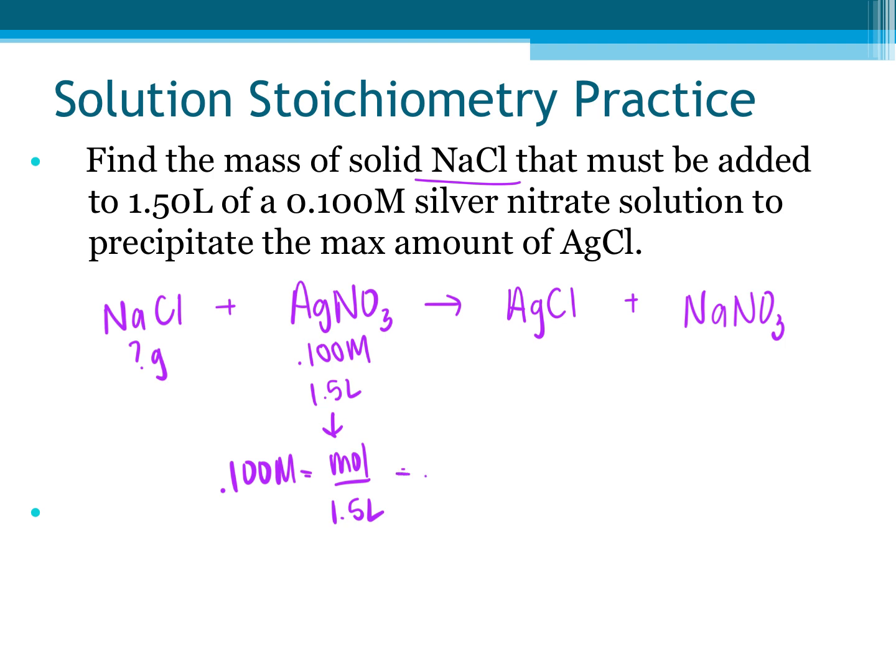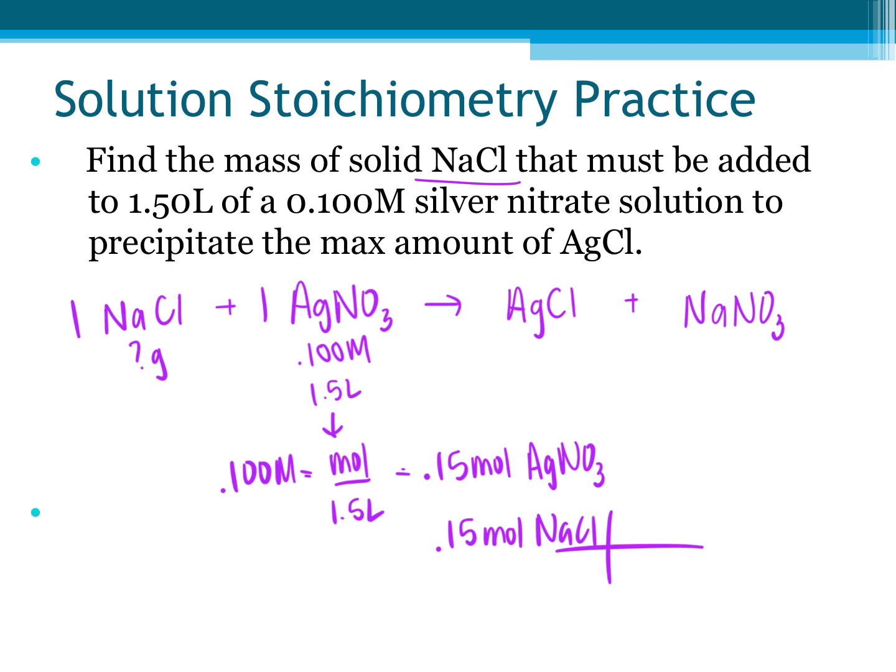Okay, gives me 0.15 moles of AgNO3. And so if I have 0.15 moles of AgNO3, how many moles of sodium chloride do I also want? I want 0.15. I want the same because they are 1 to 1. So if I have 0.15 moles, I also want 0.15 moles of NaCl. And then I can just convert that to grams.